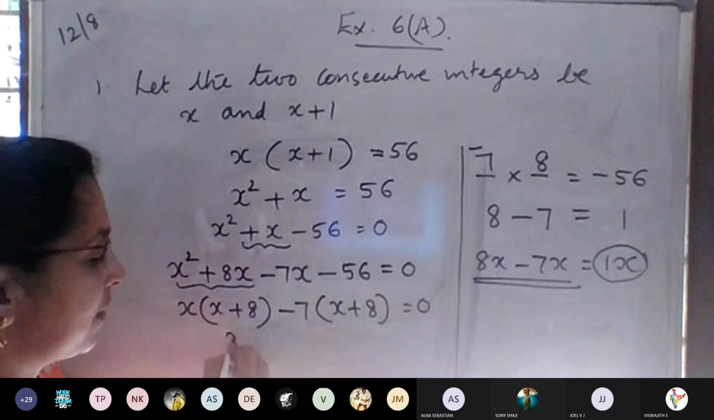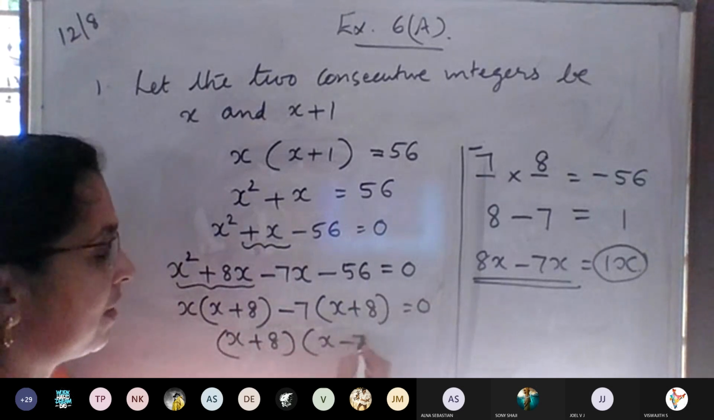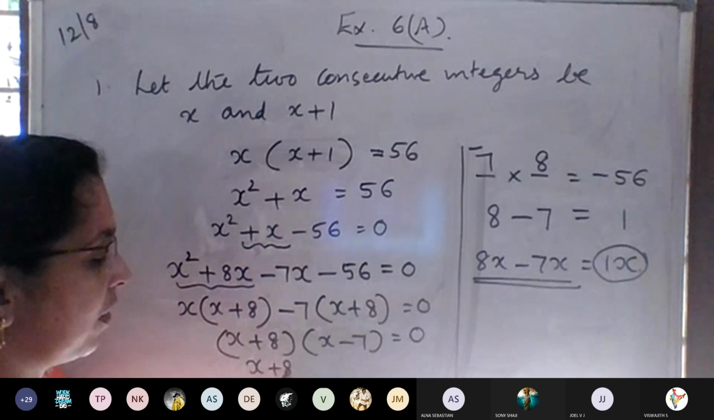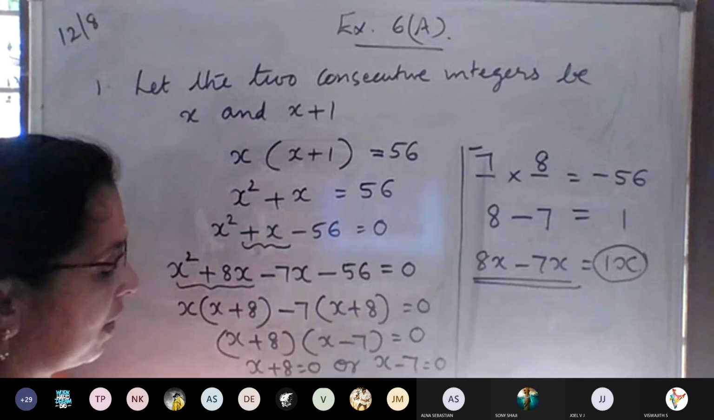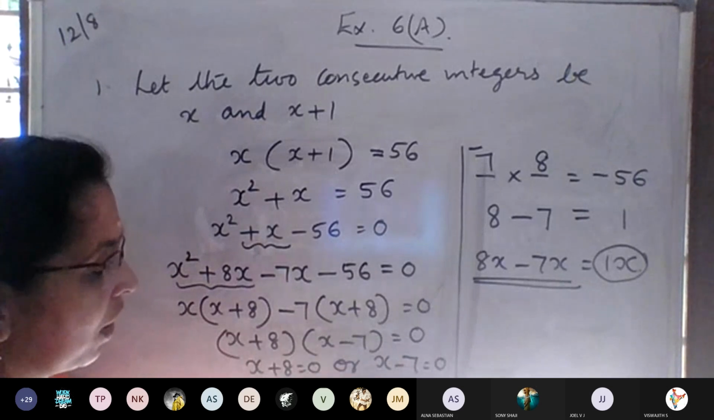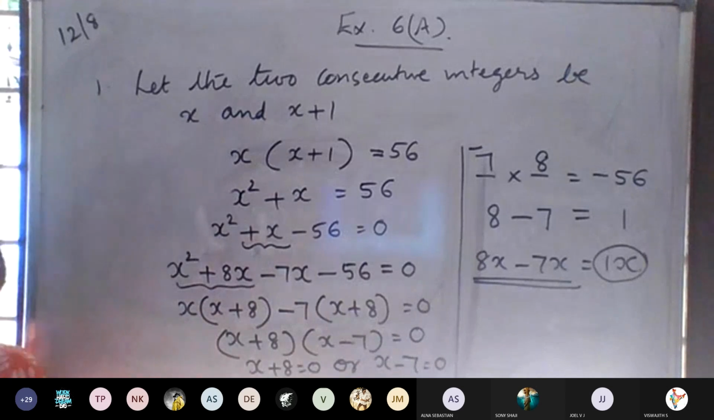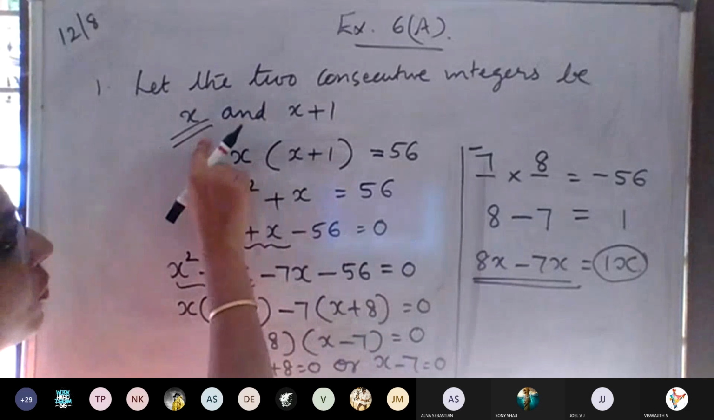Then from here, x plus 8 is common. x plus 8 common, then x minus 7 is equal to 0. That is x plus 8 is equal to 0 or x minus 7 is equal to 0. That is x is equal to negative 8 or x is equal to 7. We got only the value of x: x is equal to negative 8 or x is equal to 7.